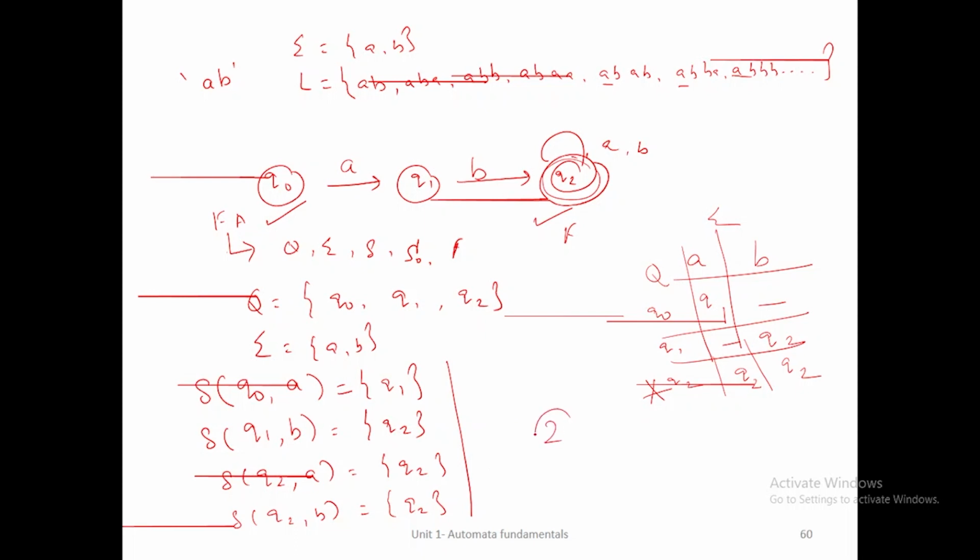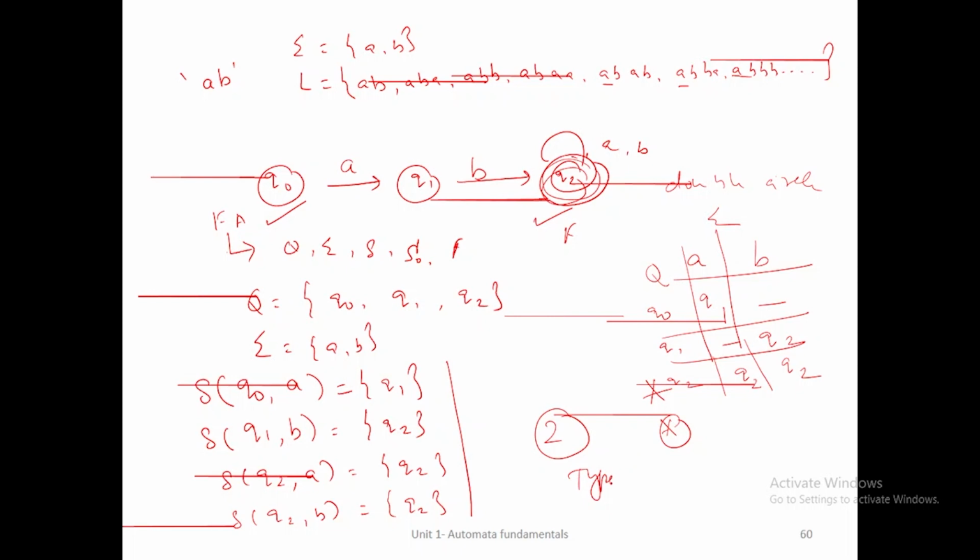So there are two main points that should be considered for finite automata. One is that in a transition diagram, the final state should be mentioned with a double circle. In tabularized form, the final state will be marked with a star. These 2 points should be considered. So this is finite automata.